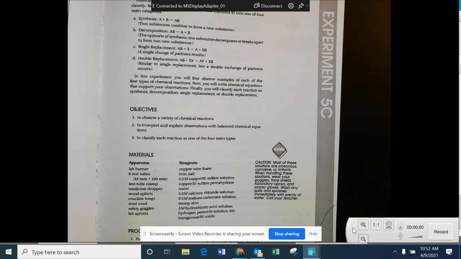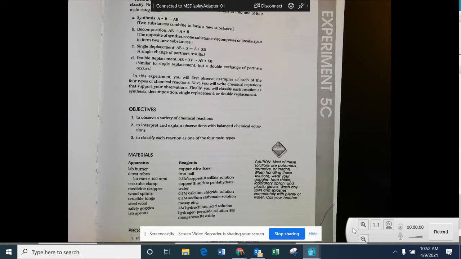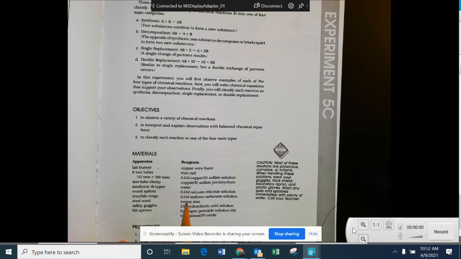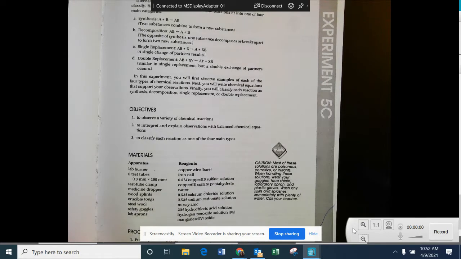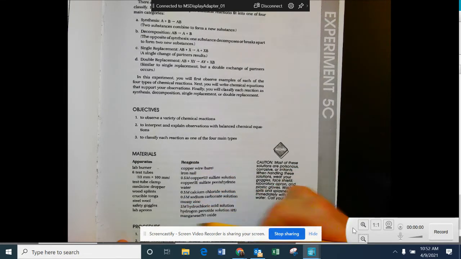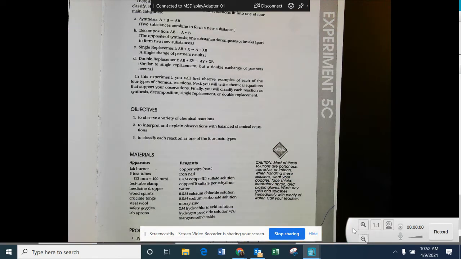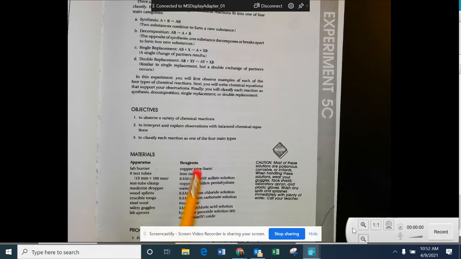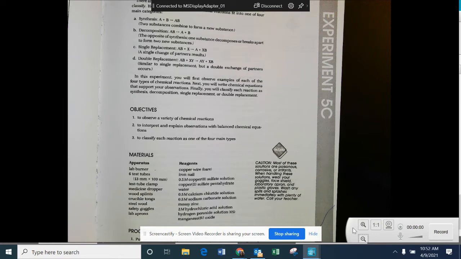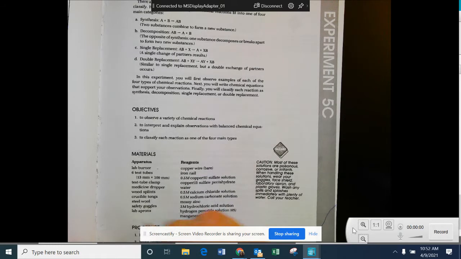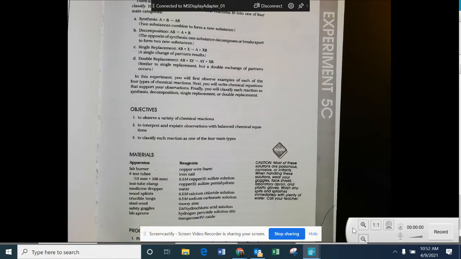I'll give you all some wood splints, crucible tongs, some steel wool. So some of this stuff you will be able to find in the back. Some of it I'll actually have to bring out, such as the wood splints and the steel wool. And then lab aprons and lab coats. The reagents are over here. One thing that I did notice when people were writing up their materials in their lab reports, some people separated apparatus and reagents, which is awesome. You don't have to, but you can do that if you'd like to. Just make sure that if you do that, you're using some kind of table form so that it's not all weird formatting.